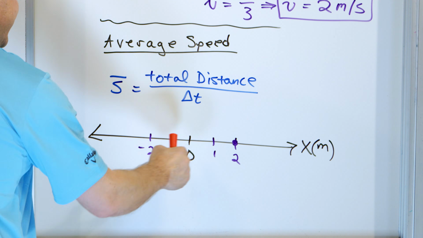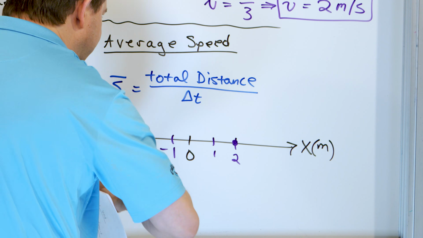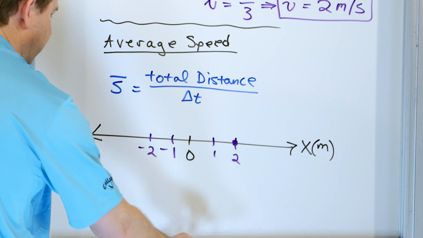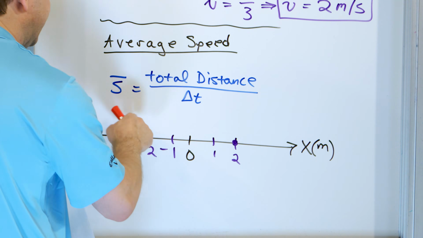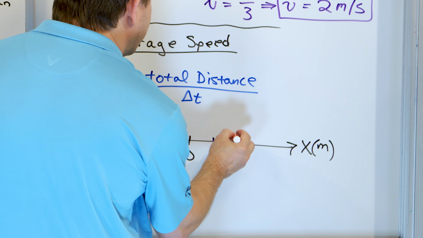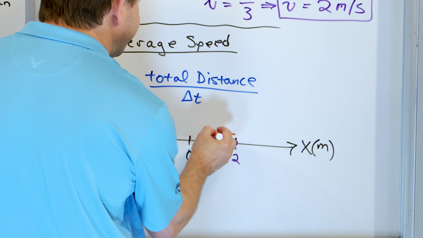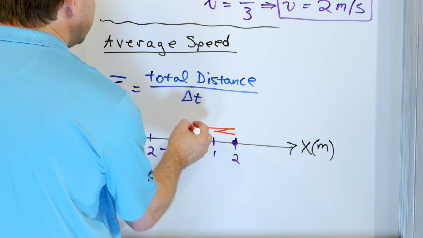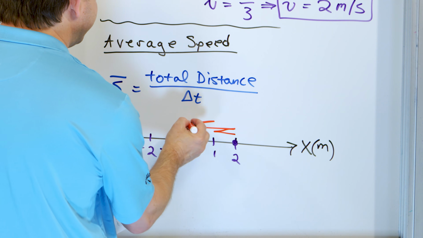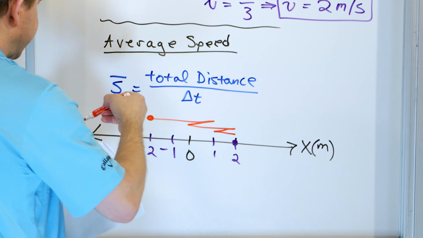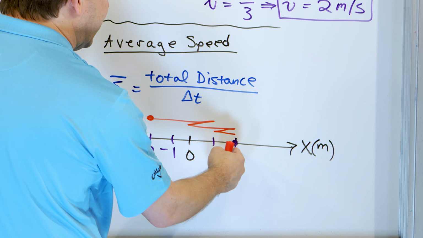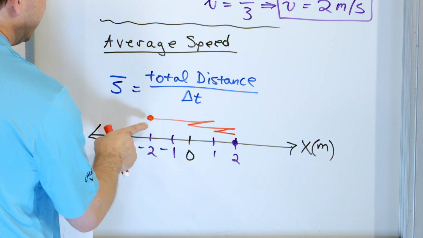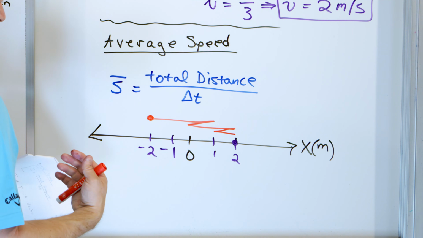But let's say this is the starting place, and then you end up over here somewhere. But instead of going straight from here to here, what you actually do is you travel back 1 meter, going this way, then you go back to your starting point. Then you go back to 0, then you go back 1 more, and then finally you end up over here. So you see what happens? The starting point is at 2 meters to the right. The ending point is at 2 meters to the left.